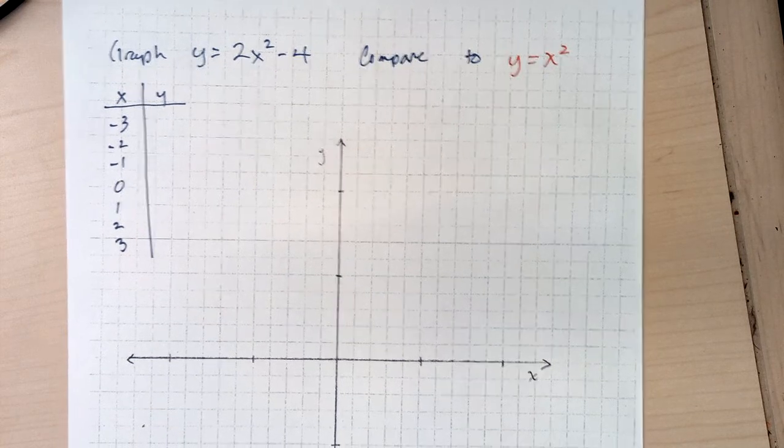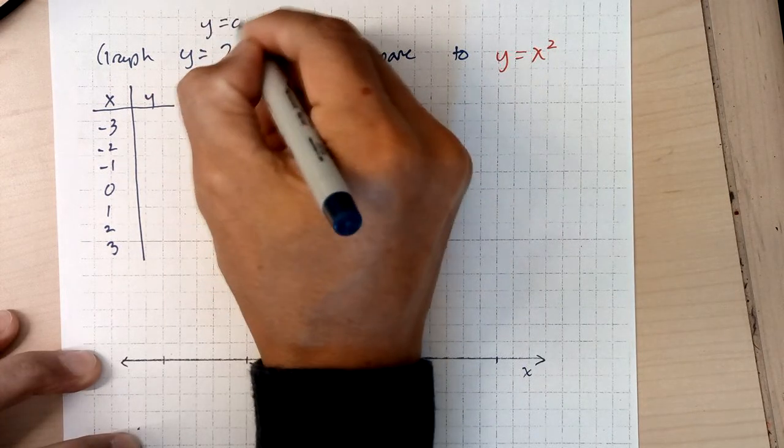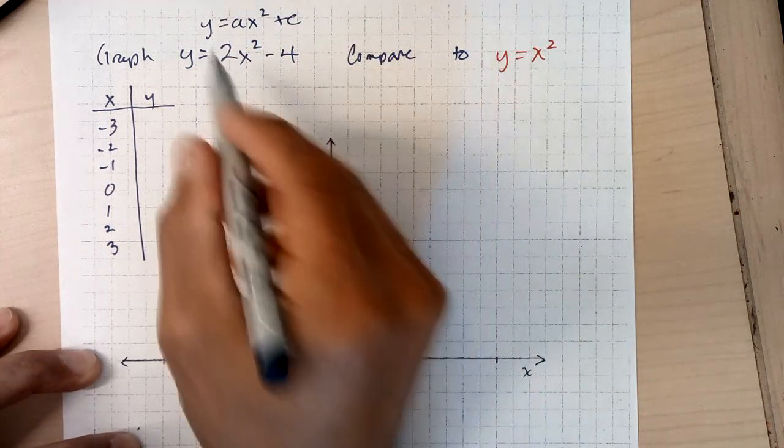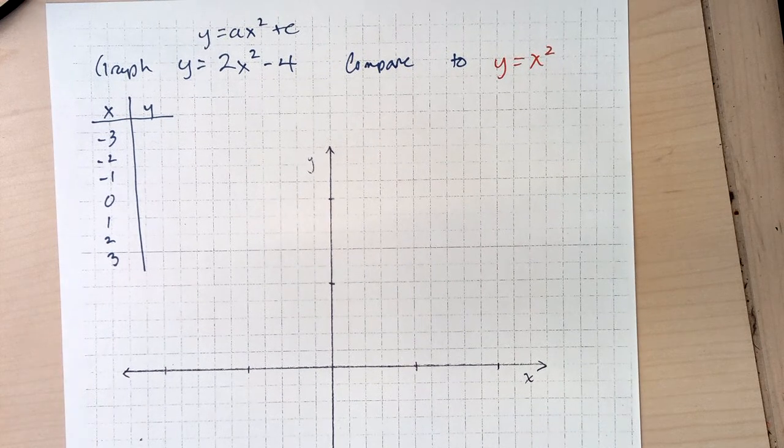And for this next example, now I want to graph y equals 2x squared minus 4, and as always, compare it to the parent graph. So in this case, this is in the form of y equals ax squared plus c. A is 2. We kind of already talked about exactly what A does, and then C is negative 4.